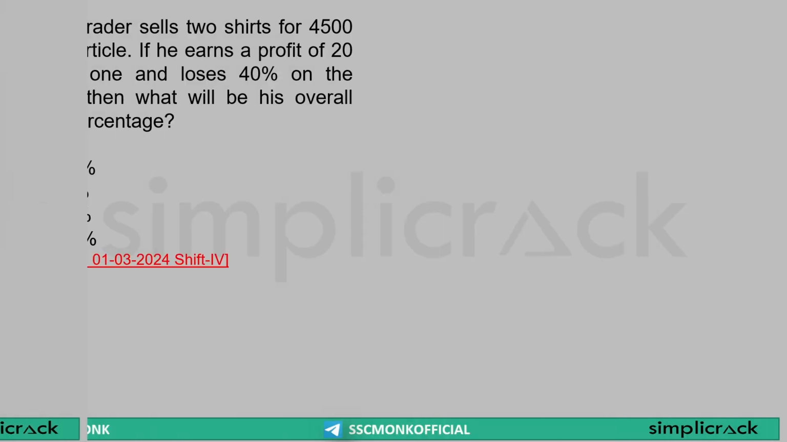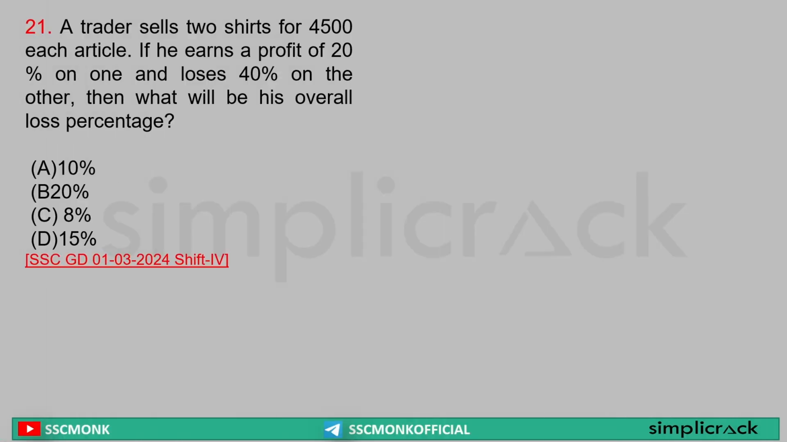Clear? Next. A trader sells two shirts for 4,500 each. Here what is happening? Each shirt is 4,500, and this is the selling price. So the selling price of each shirt is 4,500. Now he earns a profit of 20% on one. That means he is selling this, for example, at 6 by 5. Yes or no? Yes. That means 6 is equal to 4500, and 5 will be the cost price.